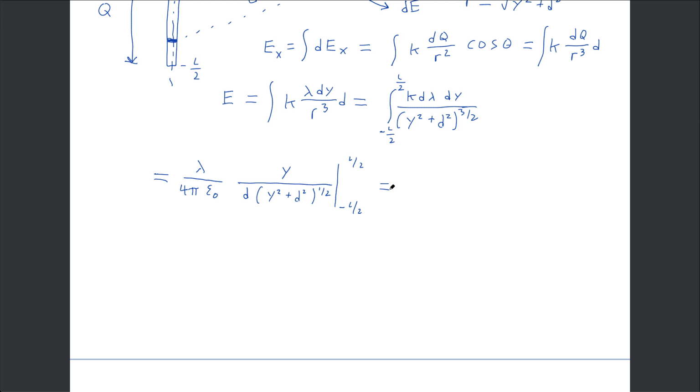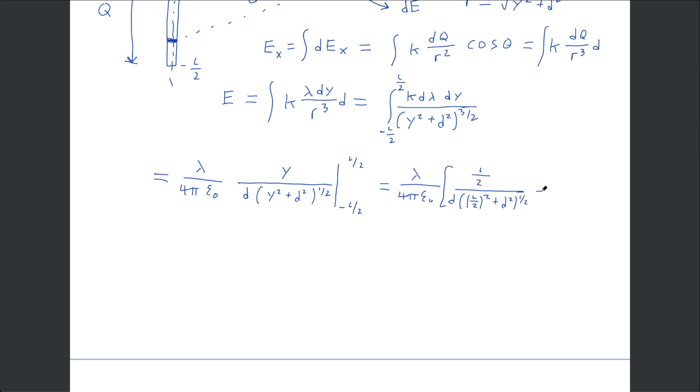And so let's factor out the lambda over 4 pi epsilon naught. So we'll just leave that out. Lambda over 4 pi epsilon naught. And then we'll put in the upper limit, which is L over 2 for y. Wherever we see a y, we put L over 2. So we have L over 2, and we have a d down here, and we have L over 2 squared plus d squared to the 1/2 power.